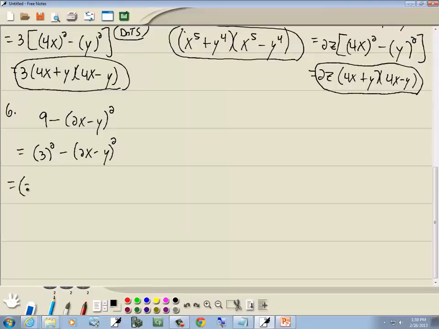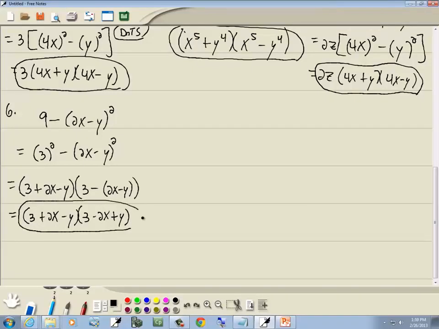Our formula says you take what's inside your first set of parentheses, which is a 3, you add what's in your last, which is a 2x minus y. And then you take what's inside your first set of parentheses, which is a 3, minus what's in your second set of parentheses, which is 2x minus y. Now notice I put the minus here and I put parentheses around 2x minus y, because that negative has to change the sign of everything that follows it. So we're going to have 3 plus 2x minus y times a negative out in front, which flips the sign of everything inside. So it becomes 3 minus 2x plus y. And that's our answer.